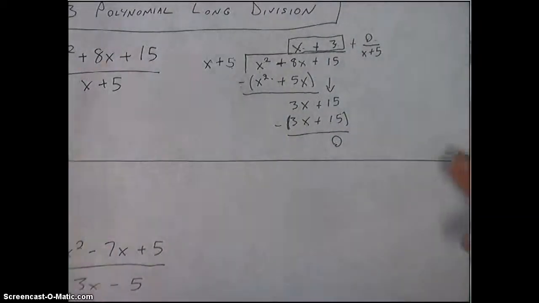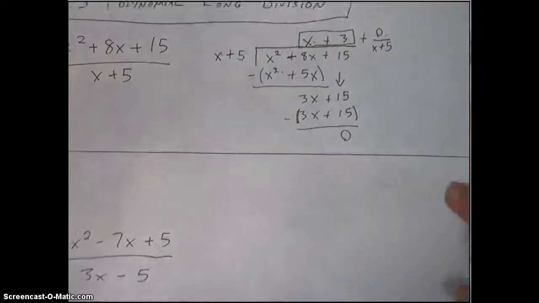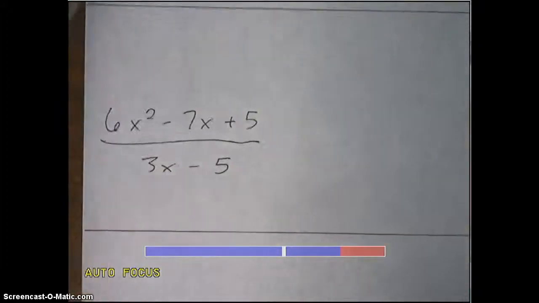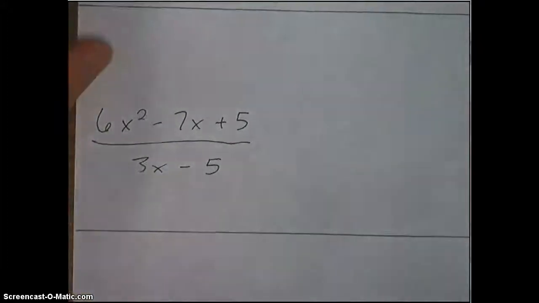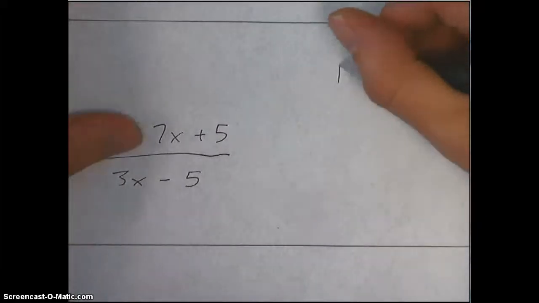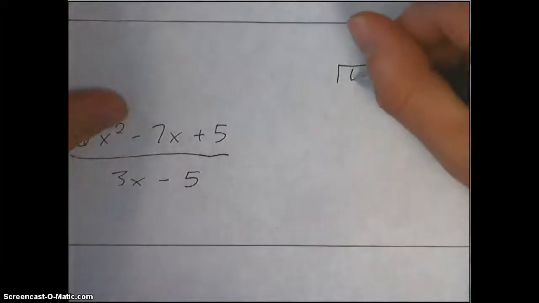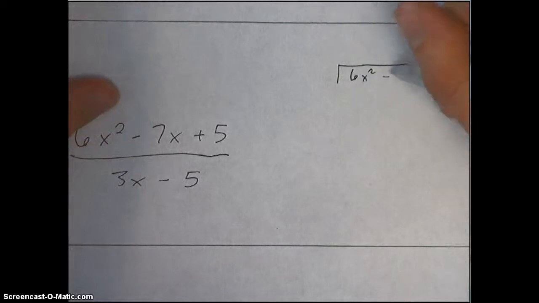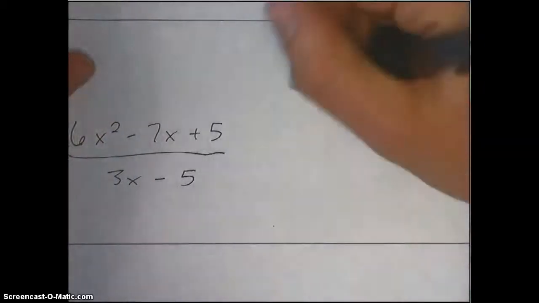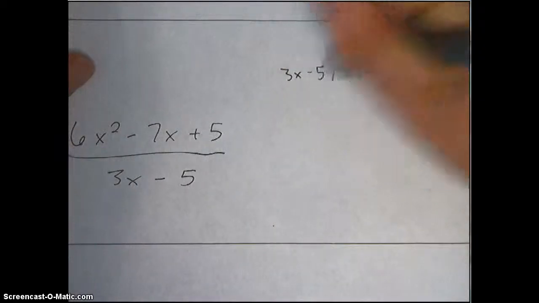Let me walk you through that process a couple more times. Of course, these come in varying degrees of difficulty, so that was kind of an easy one. Let me show you one that's a little bit more complicated than that. 6x squared minus 7x plus 5, all divided by 3x minus 5. So we'll start by writing 6x squared minus 7x plus 5, and then over here we will write the 3x minus 5.